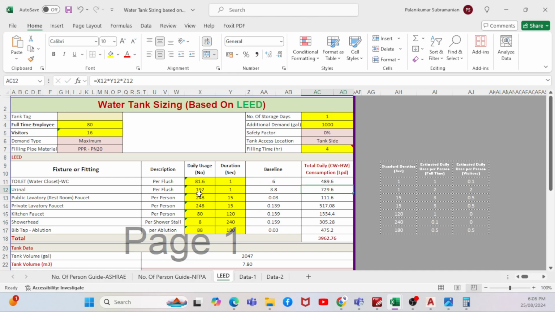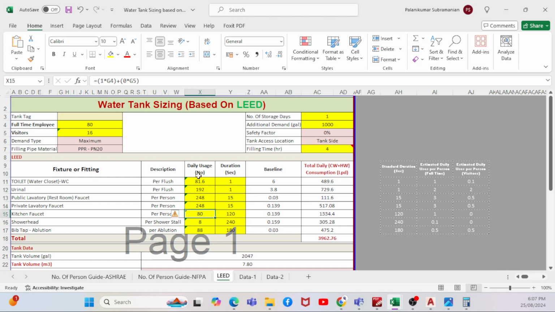Then after that, I will be able to calculate for urinal. Similarly, how many people use the urinal. Say for example, maybe for WC the people will be using only one time, but for urinal maybe 2 times or 3 times. I can change whatever the values, per day. How many times they use the urinal? How many times they use the public faucet? Maybe 4 times or 3 times. I can change the values here, right? And if it is a faucet, 3 times or 4 times.